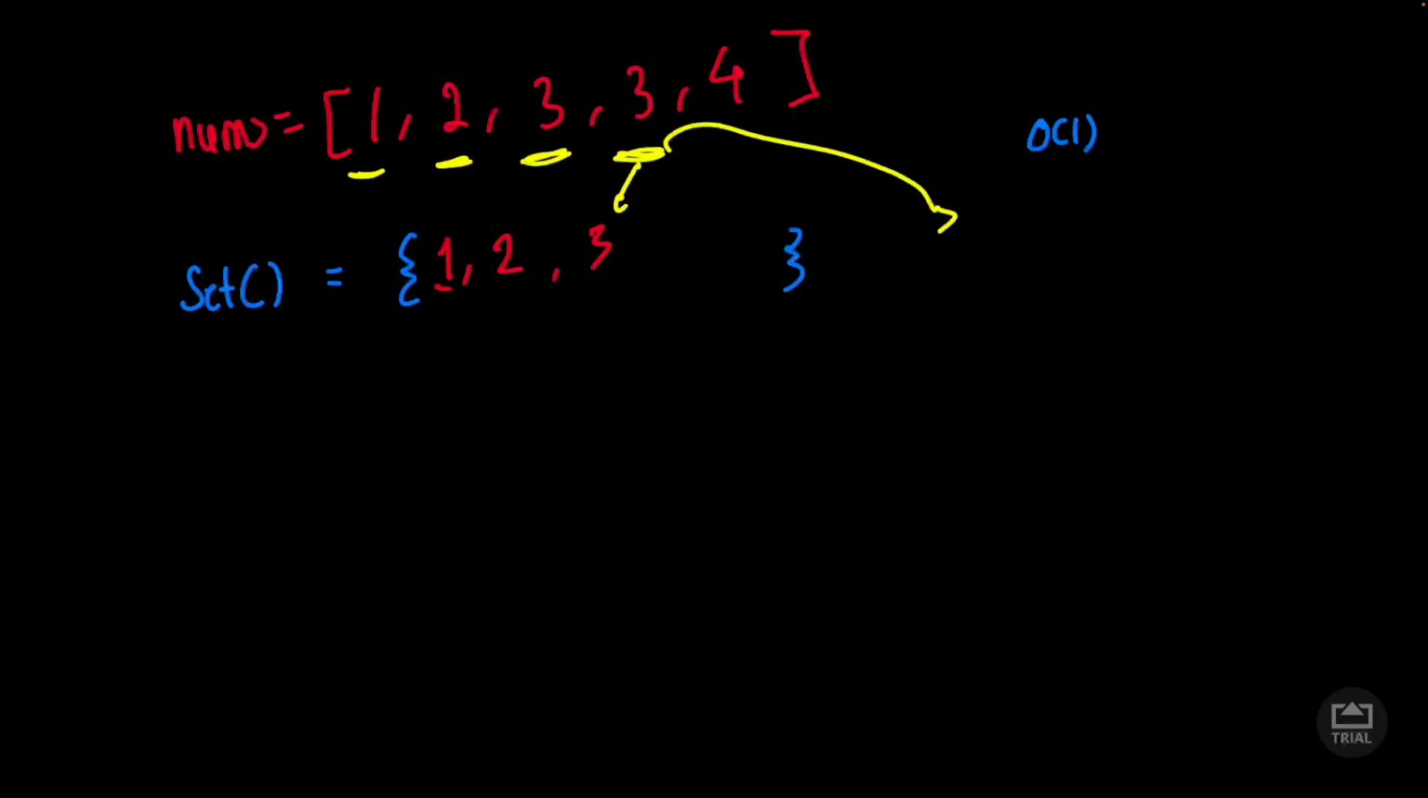So now we're going to return true, as it is true that there is a duplicate within this array. So the time complexity of this is going to be a little better than the earlier solution.